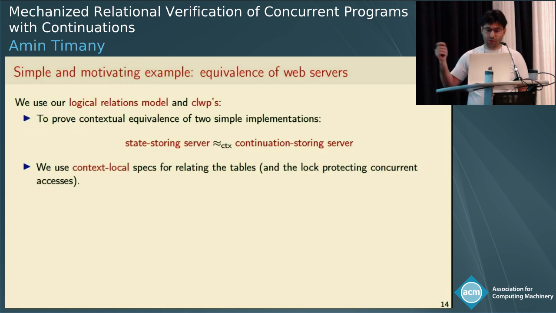All right, if we go back to the example that we had, the servers, we actually proved that the two servers, the two styles of the servers, are equivalent, and most of the reasoning happens context locally. Most of the reasoning is about relating the two tables that are holding the association between users and the data corresponding to each server, and that we do context locally.